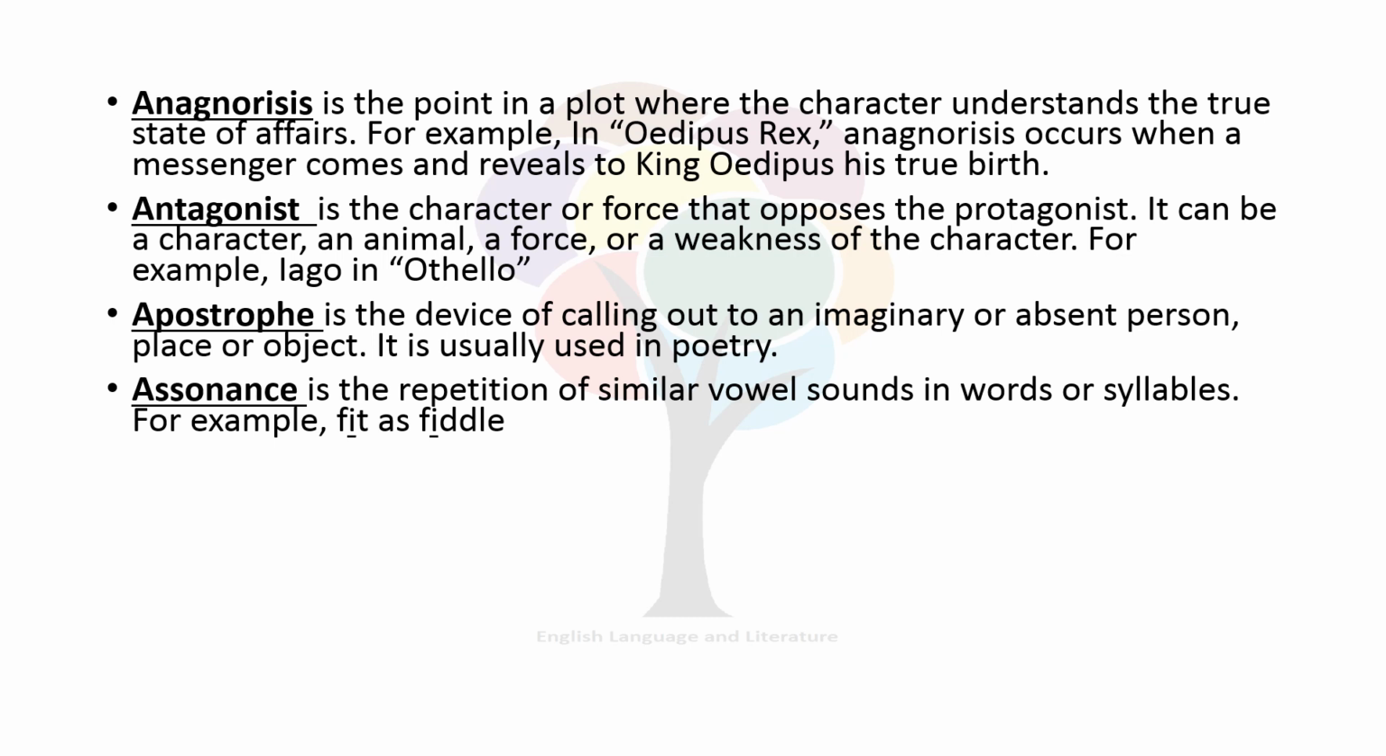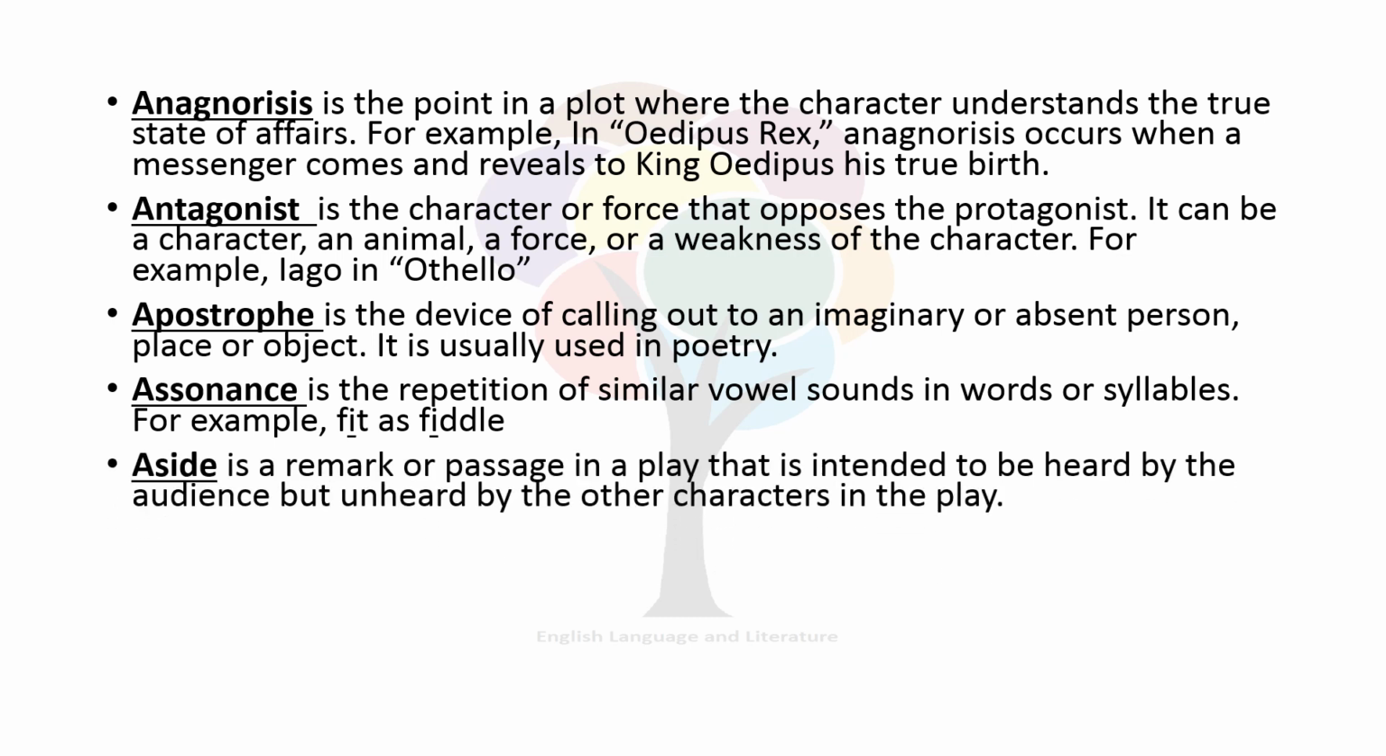Assonance. Assonance is also a poetic device. It is the repetition of the similar vowel sounds in words or syllables. For example, fit as fiddle. So here the I sound is assonance. Aside. Aside is a remark or passage in a play that is intended to be heard by the audience but unheard by the other characters in the play.